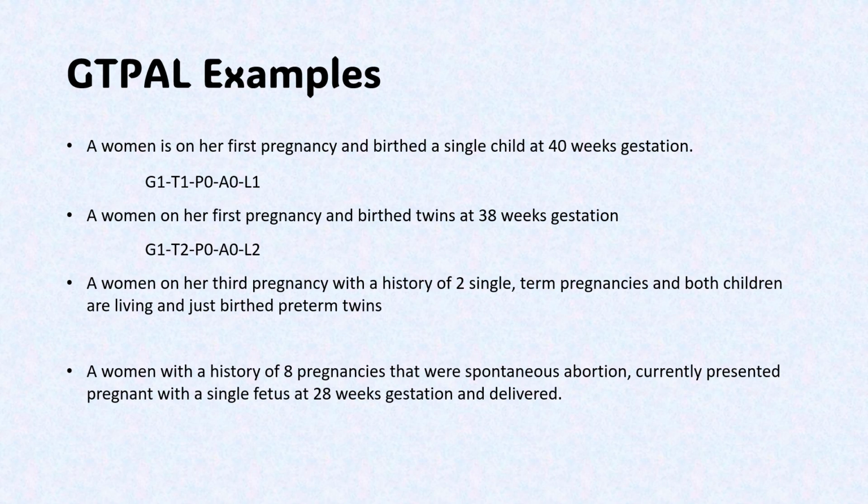A woman on her 3rd pregnancy with a history of 2 single-term pregnancies, where both children are living, just birthed preterm twins. This would be written as G3, T2, P2, A0, L4: 3 pregnancies, 2 term births, 2 preterm births, and 4 living children. A woman with a history of 8 pregnancies that were spontaneous abortions is currently pregnant with a single fetus, and delivered at 28 weeks gestation. This would be G9, T0, P1, A8, L1.